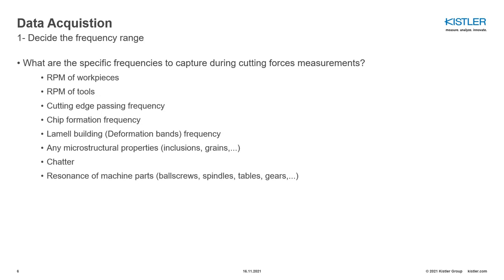Resonance of the machine parts can come from your machine constructional parts like ball screws, spindles, tables, and gear systems that you have in your spindles. Then any disturbances that may come from external equipment, especially from coolant pumps. And of course, when you start analyzing, if you have certain conditions and a certain signature of the process and machine, you can still capture part of those properties in your cutting force measurement.